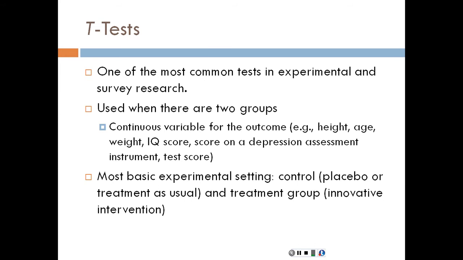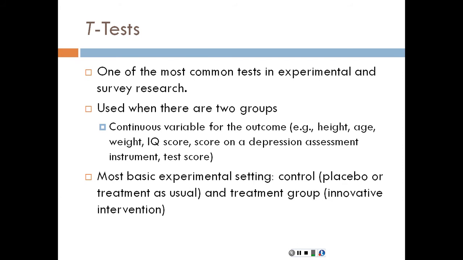The t-test is used when there are two groups and there is a continuous variable for the outcome. So for instance, maybe we are comparing height in both of those groups, or age or weight, or their IQ score in both of those groups, or maybe the score on a depression assessment instrument, or possibly even test scores, how test scores are different in those two groups.